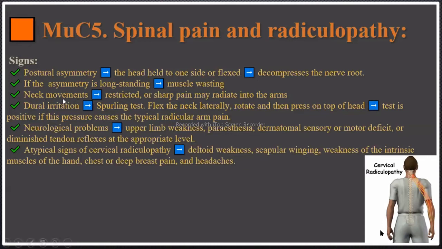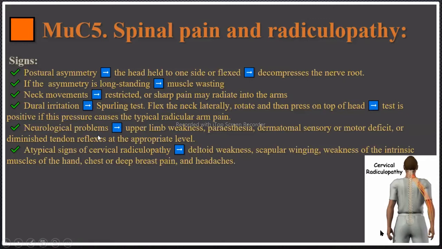Neck movements will be restricted, or sharp pain may radiate into the arm. Neural irritation: the Sperling test. You will flex the neck laterally, rotate, and then press on the top of the head. The test is positive if the patient has radicular arm pain. It means you are irritating the nerve and worsening the symptoms. So it's called the Sperling test.